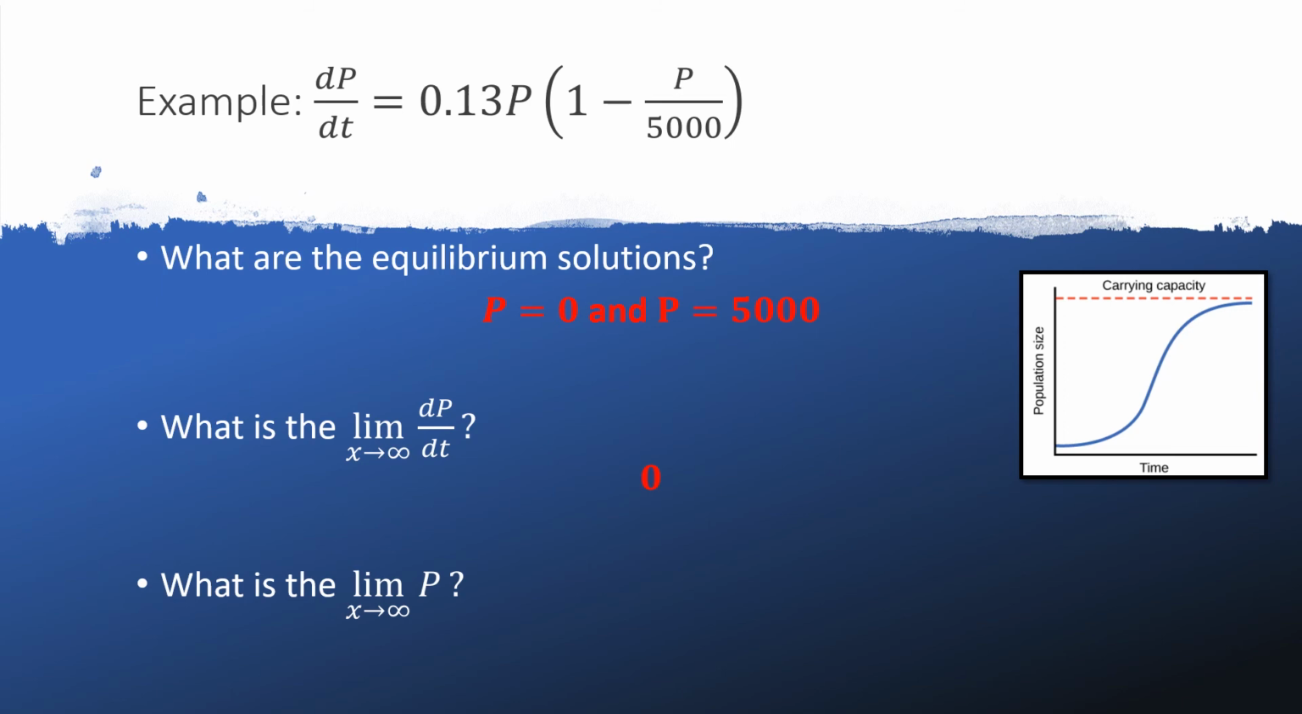But if the question asks what is the limit as x approaches infinity of the actual function itself, well, again, as I go on to infinity, it's approaching that carrying capacity. So even though the slope is flattening out to 0, the function is actually approaching 5,000.